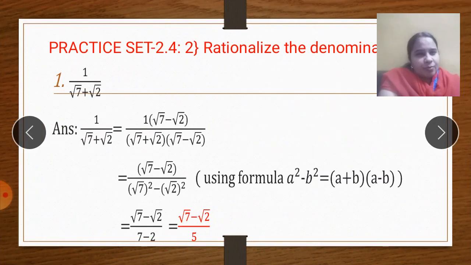Today, with the help of this knowledge, we are going to start with practice set 2.4, question number 2. Rationalize the denominator. What is the difference between this and the previous sums which we have done? It had only one term in the denominator. Now it is a binomial surd. Now how to rationalize that denominator, that we are going to learn. Let's see: 1 upon root 7 plus root 2. Now this is a question.